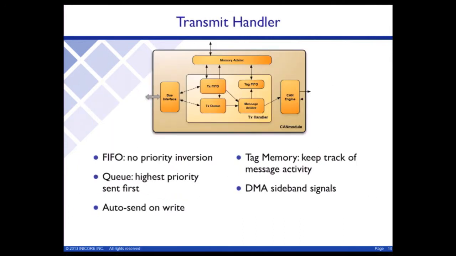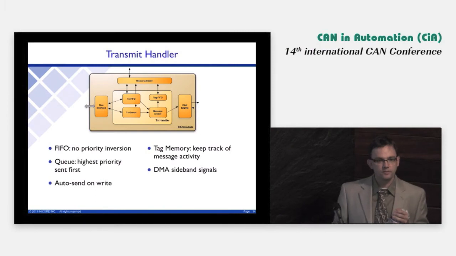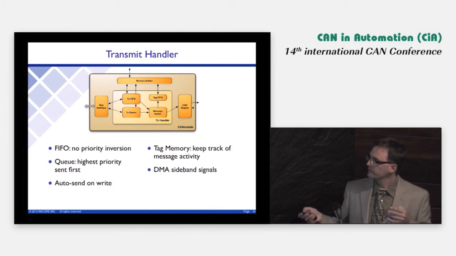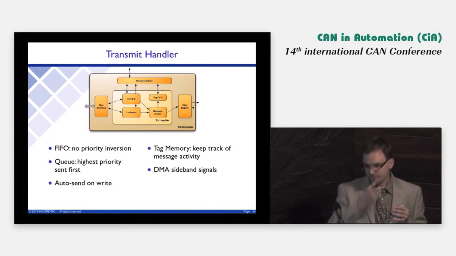Looking at the transmit handler, we have two transmit pipelines. One is a regular transmit FIFO, where messages are sent in the order that you write them into the FIFO. So this is where you get no priority inversions. This means if you have a low priority message and afterwards a high priority message, the low priority message will be sent first. And then we have a transmit queue. Here we load messages and then the CAN controller will send the highest priority message first.